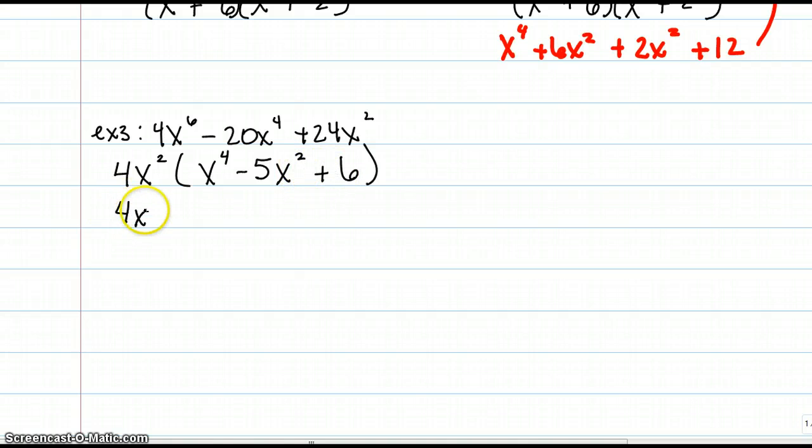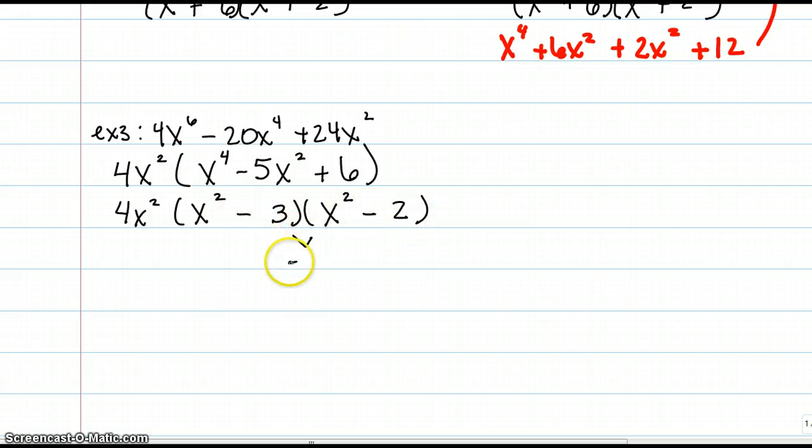So I leave my GCF in front, and I make my two sets of parentheses. Again, I have an x to the 4th, so when I split that, I have x squared and x squared. And now I need to split up 6 so that the two numbers multiply to positive 6, but add up to negative 5. So the only way to do that is if I use 3 and 2 and make them both negative, because then I have negative 3x squared and negative 2x squared, which adds up to negative 5x squared.